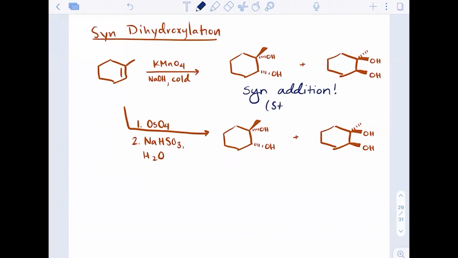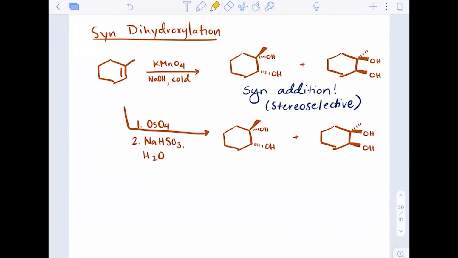Again, that is a stereoselectivity. No regioselectivity here either, because we see two OH groups, so there's no way to know which one adds first or second. And so when we're looking at these, we have two options. KMnO4 is a reagent that is potassium permanganate. It's an ionic compound, and so it needs to be in an aqueous solution. That aqueous solution is normally basic and held cold because this reaction is more exothermic.